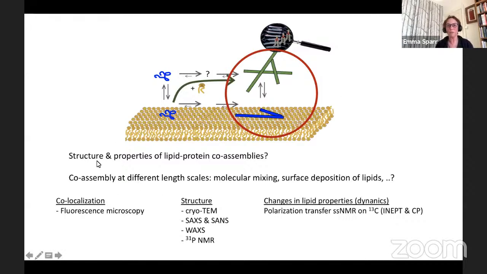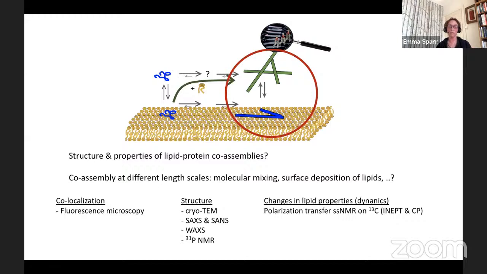I showed some images in the beginning that actually when this alpha-synuclein protein aggregates in the presence of membrane, you see co-localization in fluorescence microscopy images. So you see that there seems to be a mixing of protein and lipids in the aggregate, but on what scale is that? And there again, one could use many different types of techniques to try to understand this process.